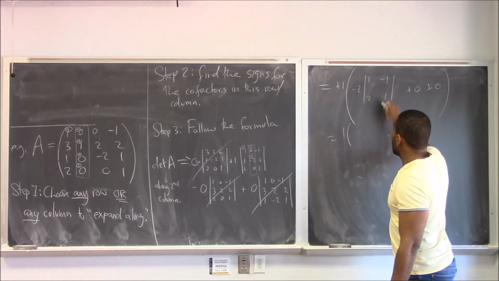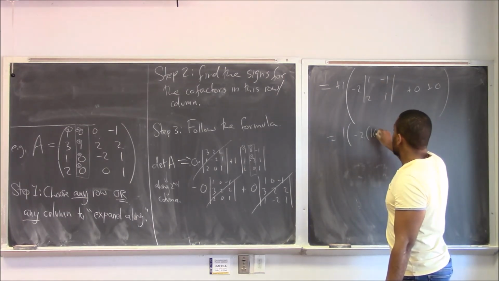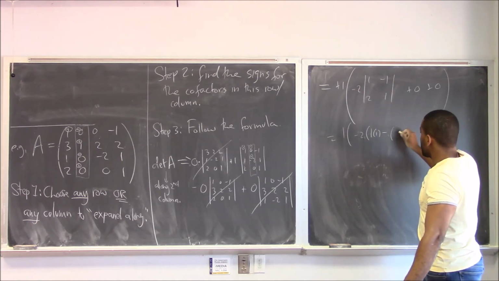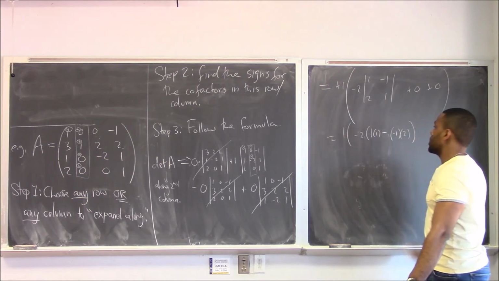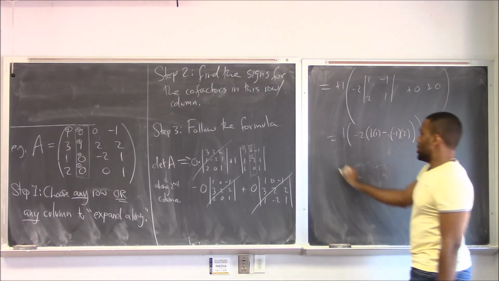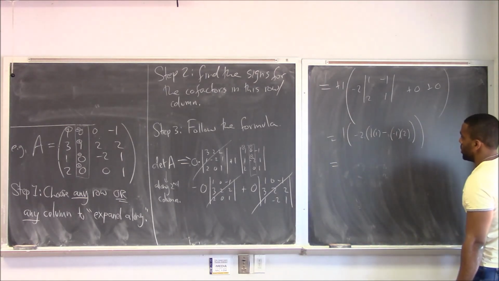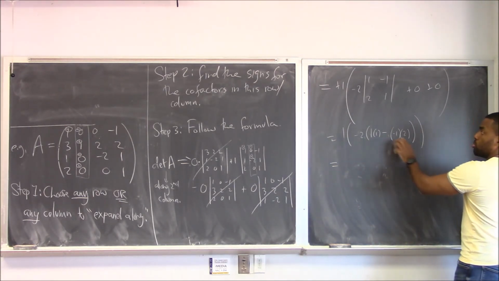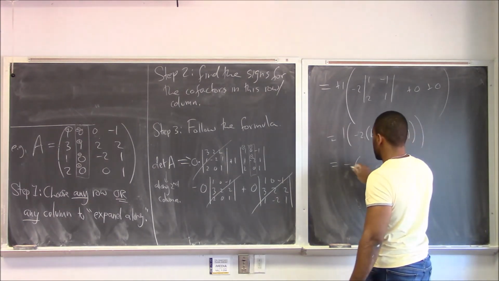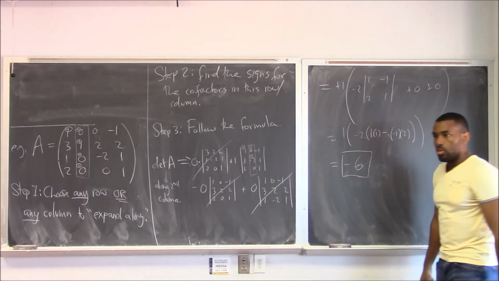This guy, I know how to find it. Right, this is 1 times 1 minus this times this, minus 1 times 2. And so ultimately that ends up being 1 plus 2, that's 3, times minus 2, it ends up being minus 6. That would be the determinant.